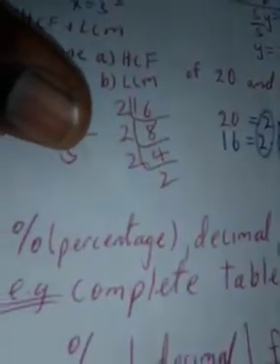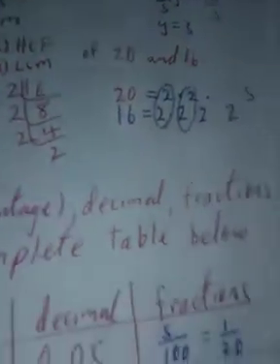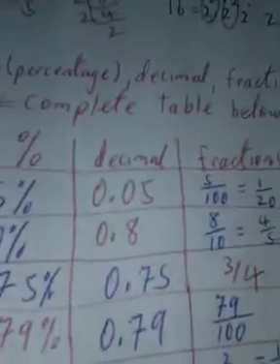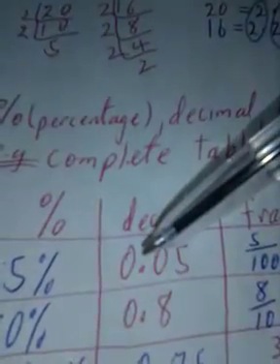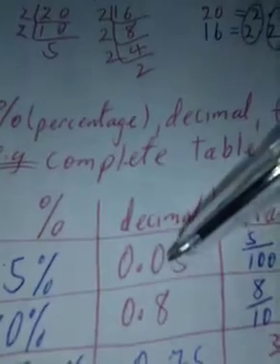Percentages, decimals, and fractions. So now we're going to change decimals. How do I change this decimal into a percent? You see, I have to multiply by 100, so I move the decimal point over 2 times.